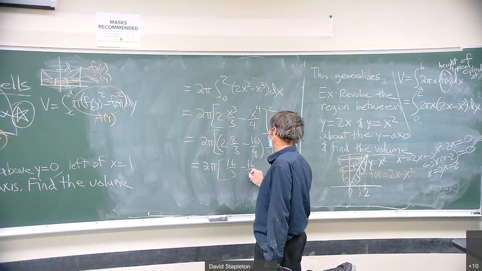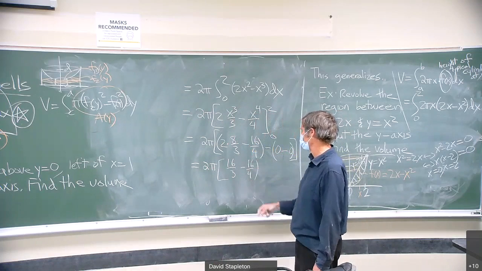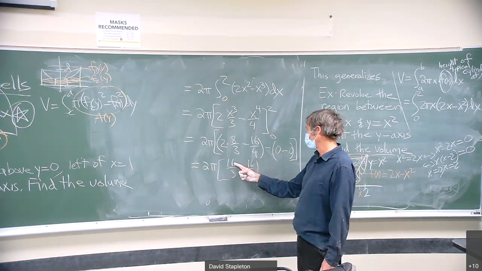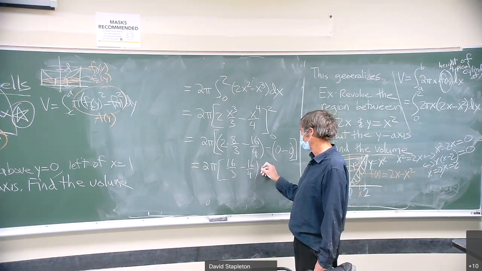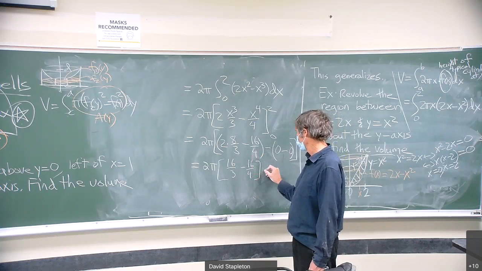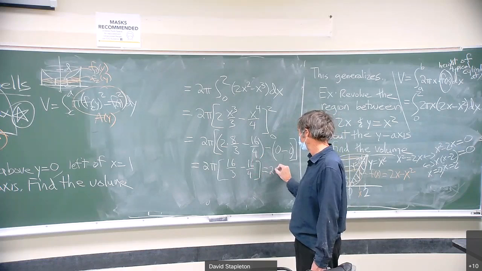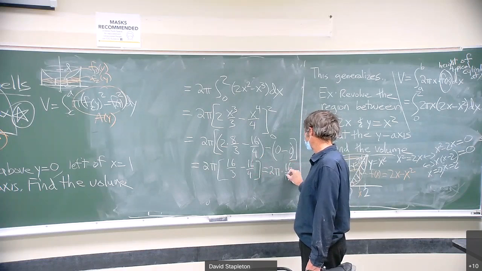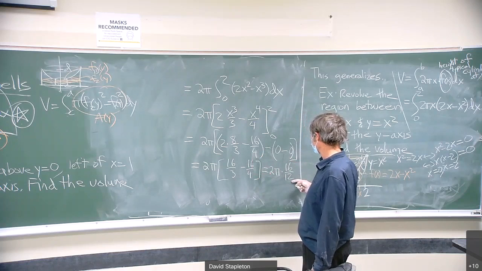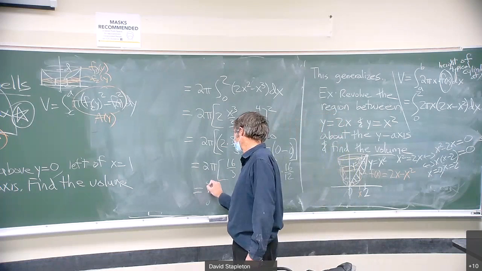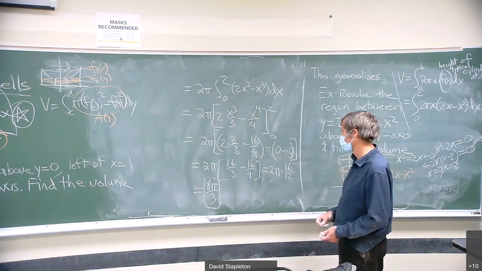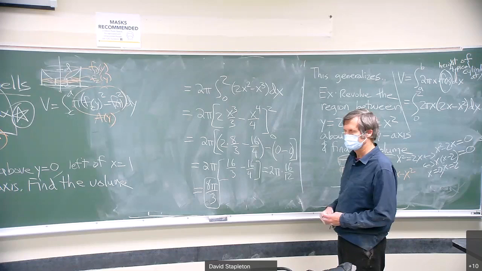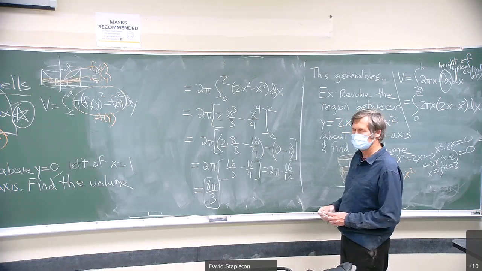minus 16 fourths. So you put these over a common denominator and call this 64 twelfths minus 48 twelfths gives you 16 twelfths. So it's 2 pi times 16 twelfths, doing some fast fractions. That's 4 thirds. So it's 8 pi over 3. Doing the fractions real fast. Which is roughly 8 since pi is around 3. It's a little bigger than 8.